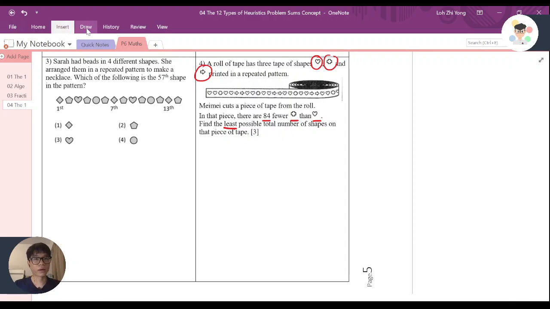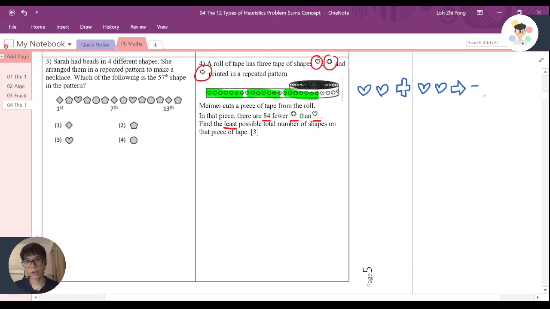If you try to look at the repeated pattern here, you notice that it is heart heart, cross, heart heart, arrow arrow. Then you notice again it repeated: heart heart, cross, heart heart, arrow arrow, and it repeated again like this. It might be a little too small, so let me quickly draw it here. It is heart heart, then a cross, heart heart, arrow arrow.